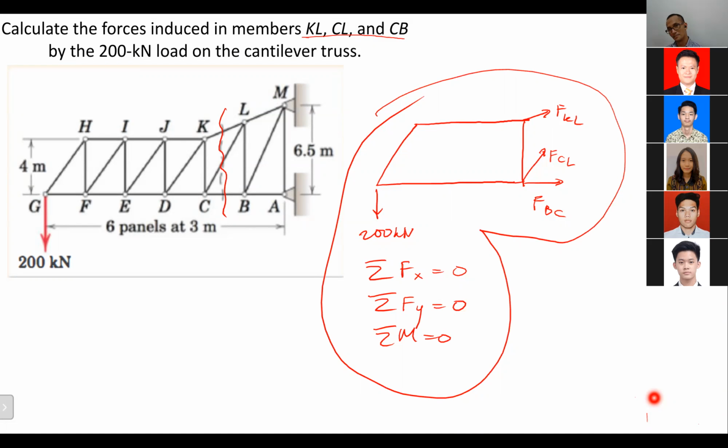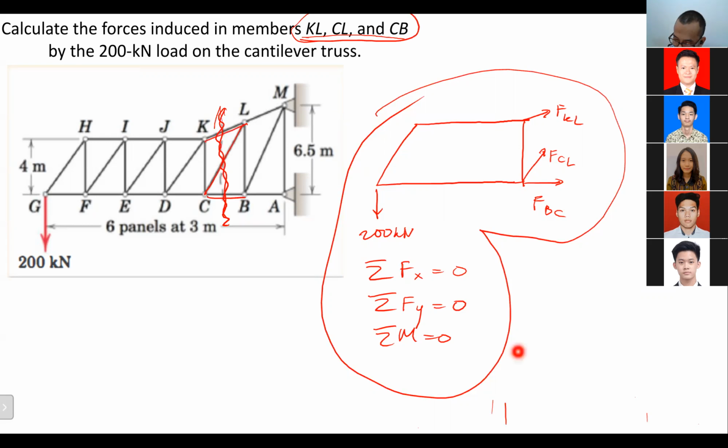Because before the KC, HI, IJ, it's all the same, right? The force, sorry, the force where? You can cut it in the middle of KL, because in HI, IJ, it's all the same, right? The force, HI, IJ, JK. No, there is no relation with that. I cut it here because these are the things that we want to find: KL, CL, and CB. KL is this, CL is this, CB is that.